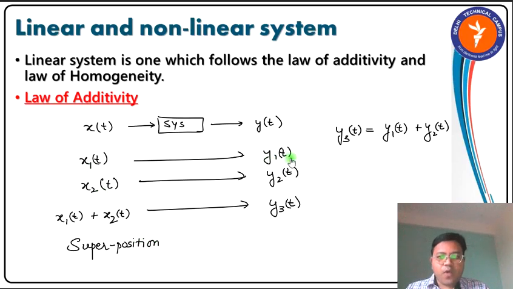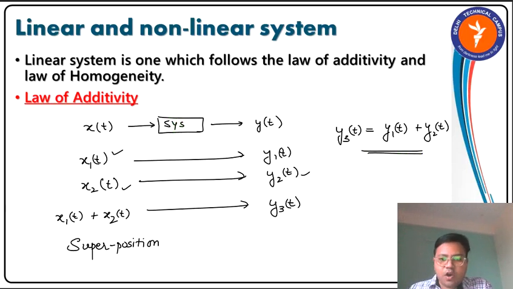Where y1(t) is the effect of x1(t), y2(t) is the effect of x2(t), and when the system is excited by both the inputs, then the resultant should be the sum of the individual results. So the resultant should be the sum of individual results. If this equation is followed, then we say the system is following the law of additivity.